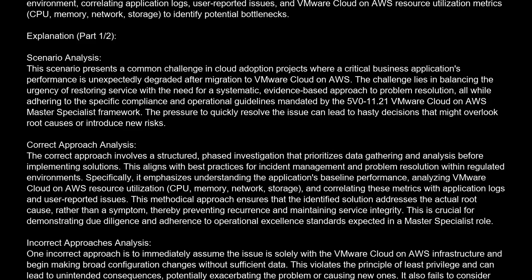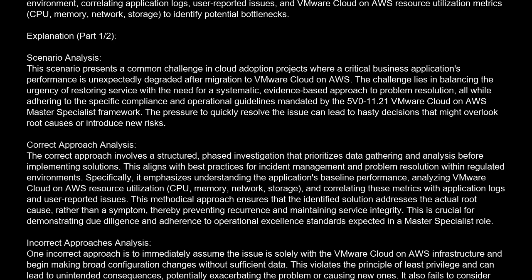The correct answer is B. Initiate a comprehensive performance baseline analysis of the application in its new VMware Cloud on AWS environment, correlating application logs, user-reported issues, and VMware Cloud on AWS resource utilization metrics, CPU, memory, network, storage, to identify potential bottlenecks.